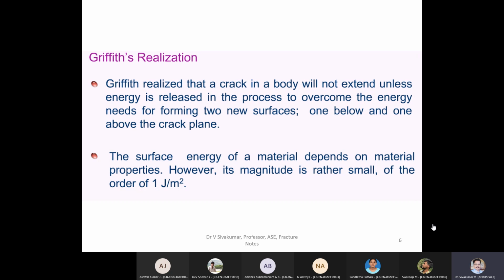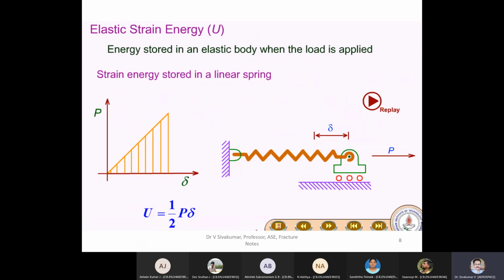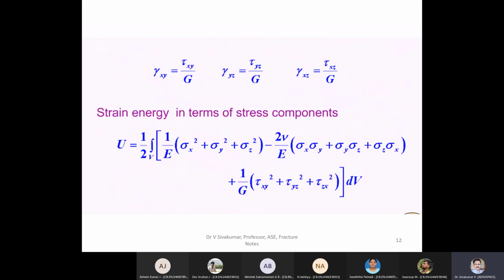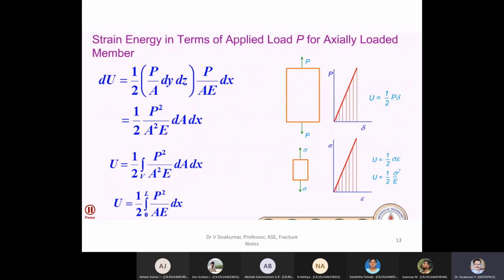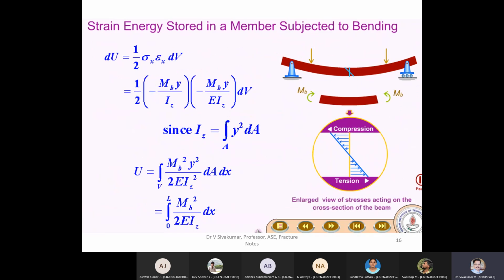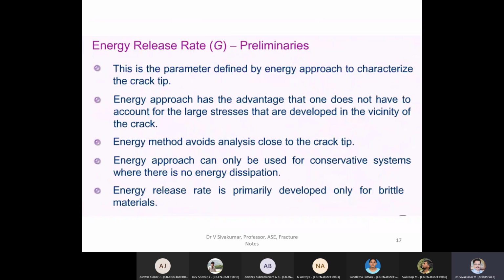Then we introduced the energy for different systems, how the formula for energy works, all those things we have already seen. The relation between stress and strain, all these things we have seen. Now we will enter into energy release rate. I told you, one of the topics in fracture mechanics is energy release rate.